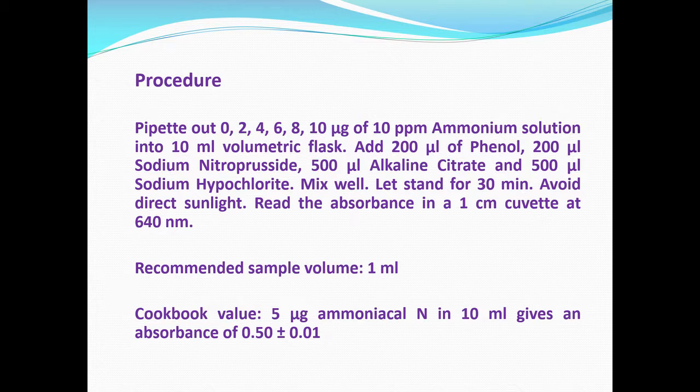You can read the absorbance at 640, which produces a very bright blue color solution, and the recommended volume is 1 ml for your sample. The cookbook value for 5 microgram of ammoniacal nitrogen in 10 ml gives you an absorbance of about 0.50. That is, 5 microgram in 10 ml is about 0.5 ppm, and 0.5 ppm giving an absorbance of 0.50 is a very good sensitivity.